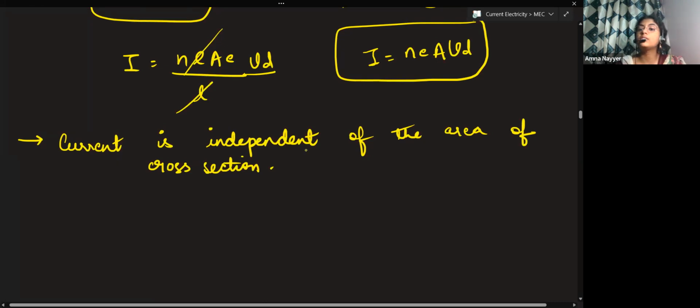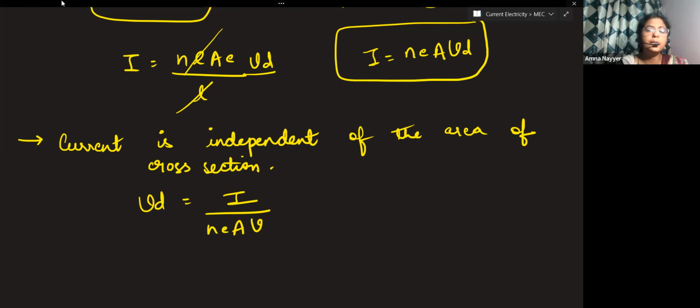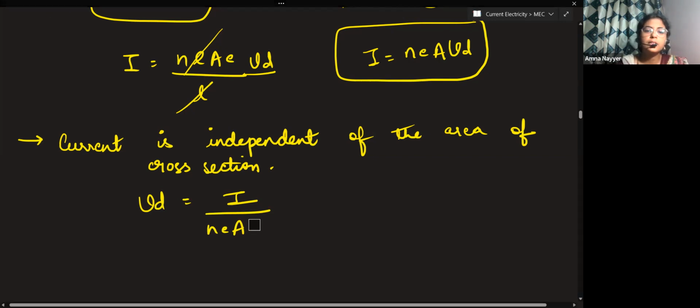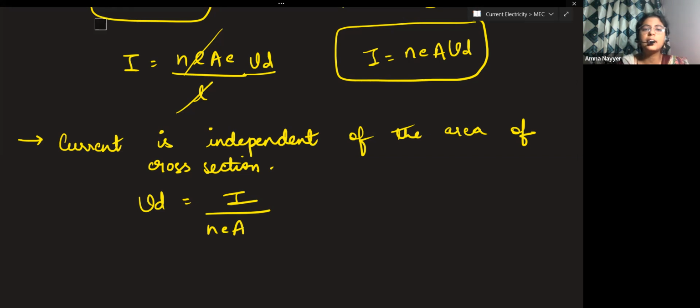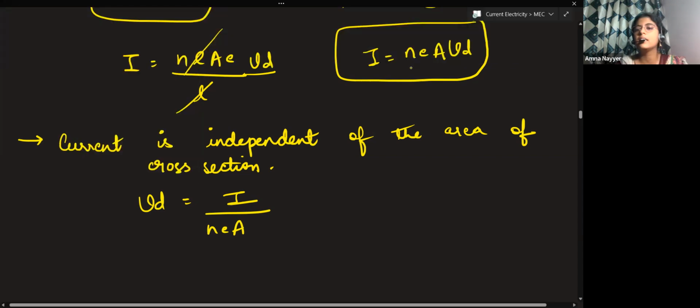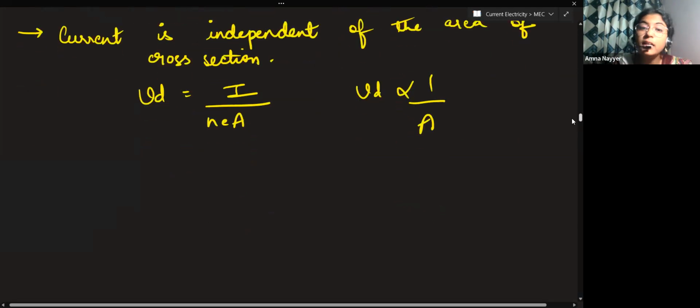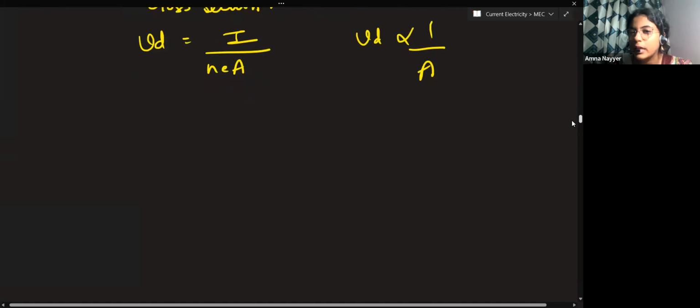But drift velocity and area, if you see, drift velocity can be written as I divided by n E A. From this equation, you can see drift velocity is inversely proportional to area, and this is valid. But current's one is not valid. Current and area, that is not valid. It looks like current is directly proportional to area of cross section.